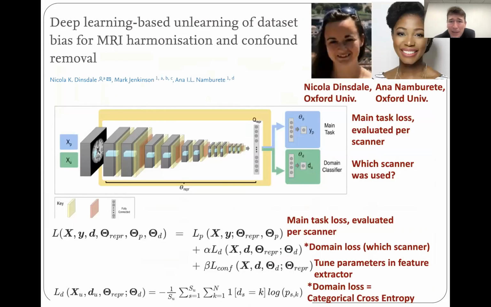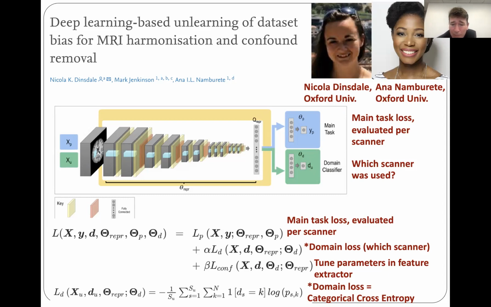Taking this a little bit further, Nicola Dinsdale and Anna Nambarete have been developing CNNs that predict Alzheimer's disease, a person's age, and so forth. We call that the main task loss. But they've also been incorporating subnetworks in the deep learning models that try and predict which scanner was used for the different scans. And they try and use features for the prediction that are scanner invariant. So again, this use of an adversary that tries to detect where the data came from adjusts the feature extraction from the data, and then you end up with features that are invariant to the site where the data was collected. They also extended this to adjust for other confounds.